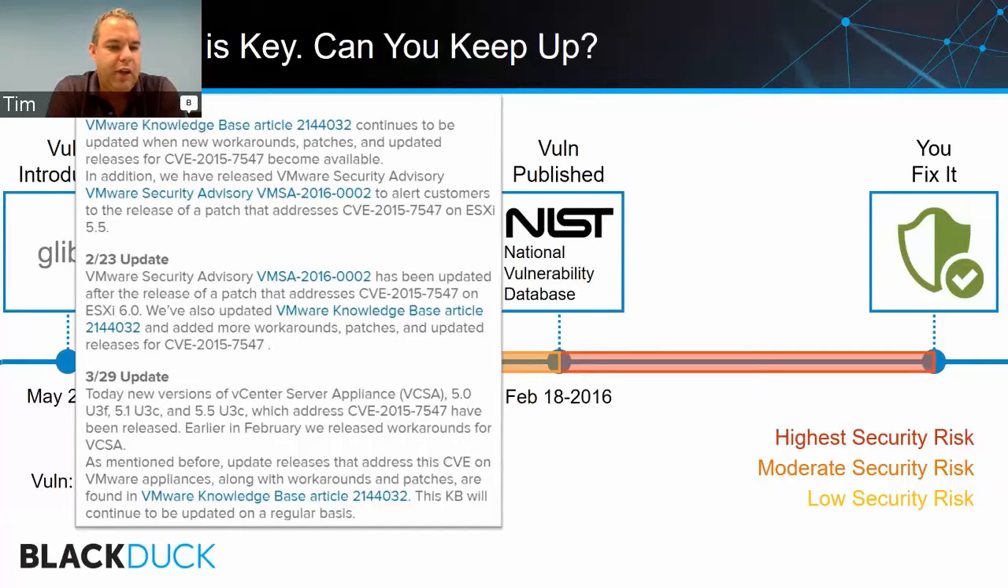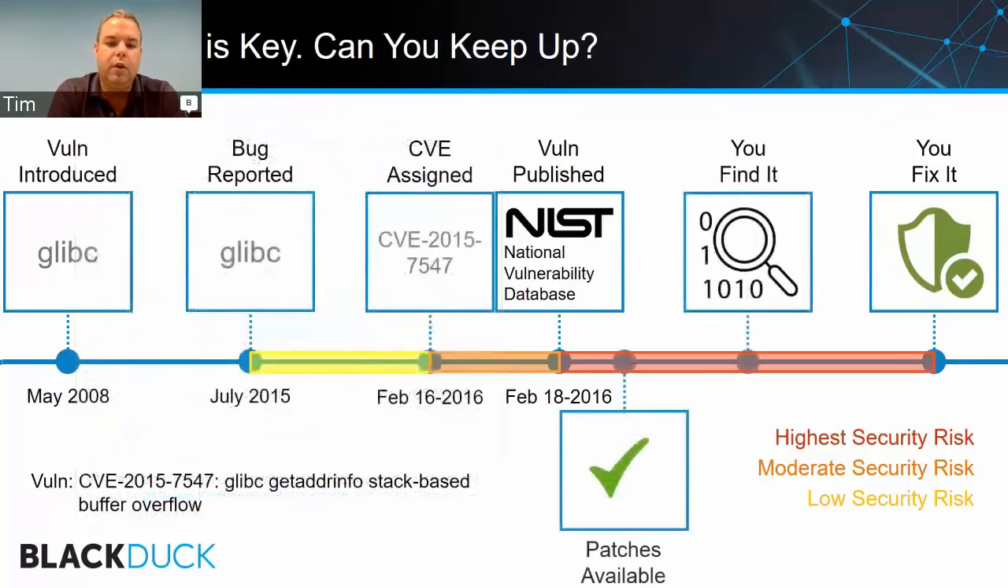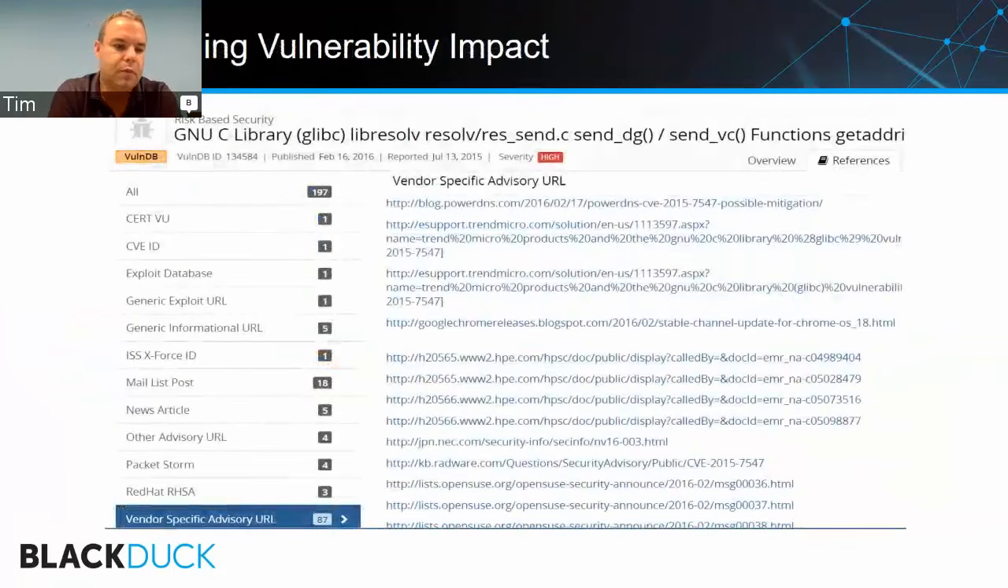And then about 6 weeks later, they released new versions of the vCenter server appliance, which is their management console, which was also impacted by this. And so patches became available. You figure out where it is in your infrastructure. You fix it, and now you're back to normal for one vulnerability.